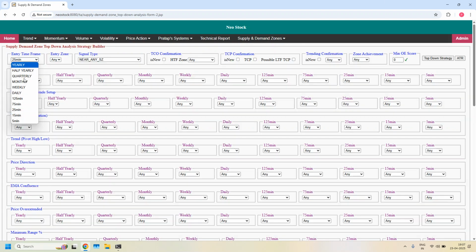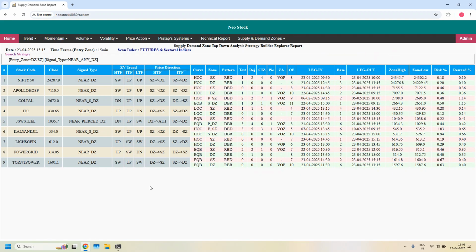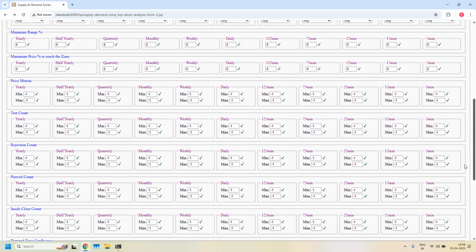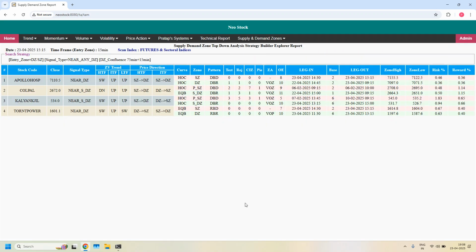Next time frame is 15 minutes. Stocks near the 15 minutes demand zone. We got 9 stocks. We can further filter based on the zone confluence, that is 15 minutes demand zone with 75 minutes demand zone confluence. With this filter we got 4 stocks.